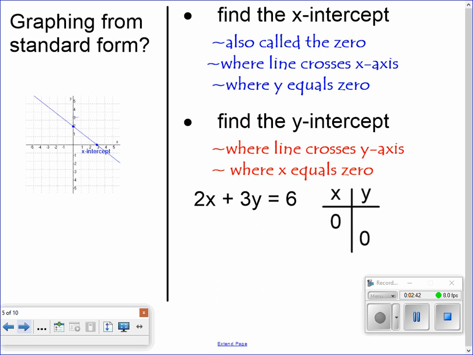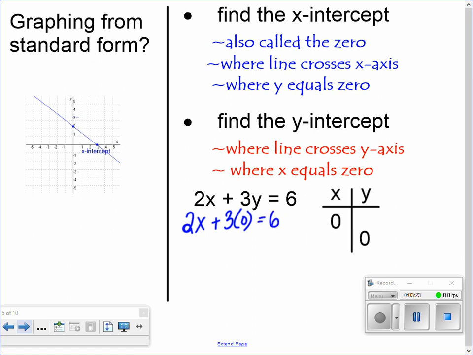When we talk about graphing from standard form, what we would do is find the x-intercept. Remember that the x-intercept has another name, it's called the zero. This is where the line crosses the x-axis. And the important part for us here is that this is where y equals 0. So in our standard form equation, when we want to find the x-intercept, we would make y 0. So in this case, in 2x plus 3y equals 6, if I want to find the x-intercept, I would simply make the y value 0, and we would solve for x.